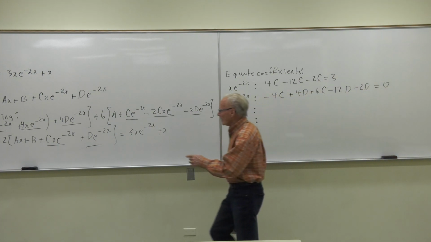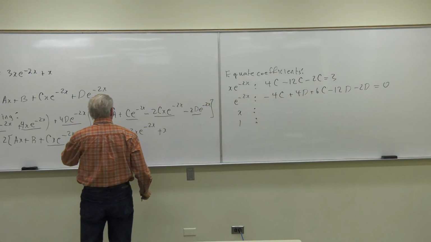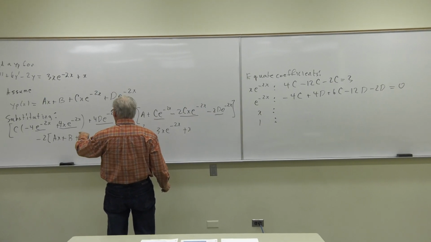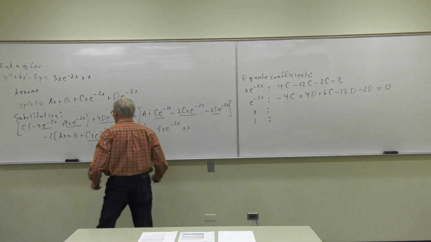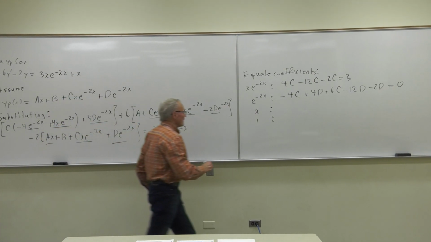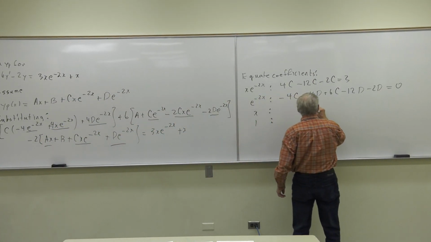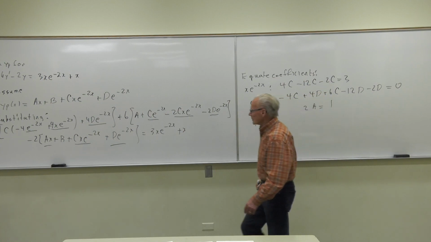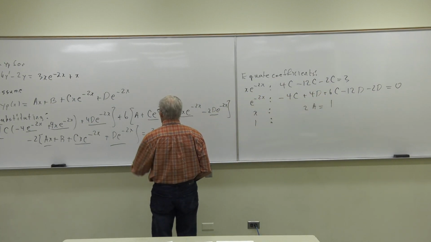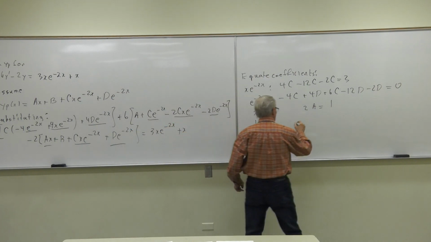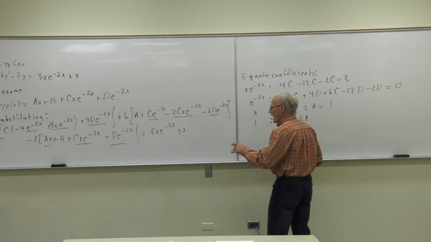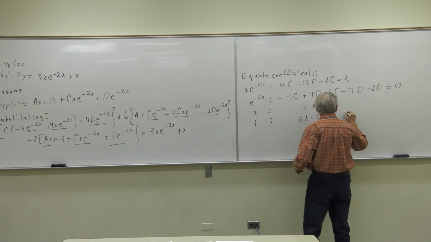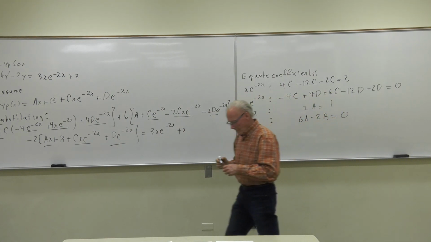x terms: nothing in there, nothing, nothing. There, minus 2a. Minus 2a, and x is on the right, 1. Constants: 6a and 2b equal to no constants on the right.